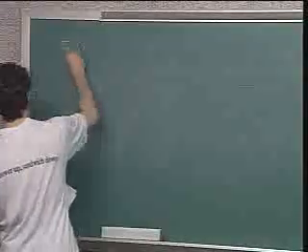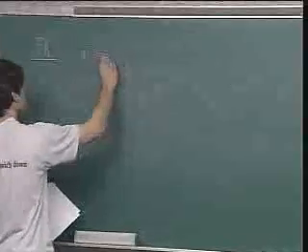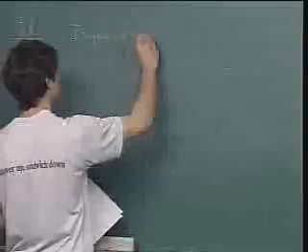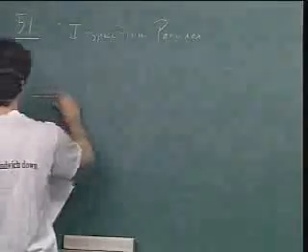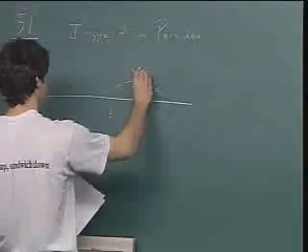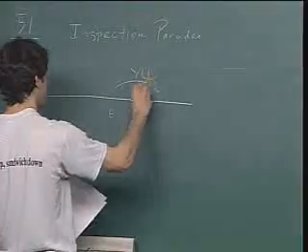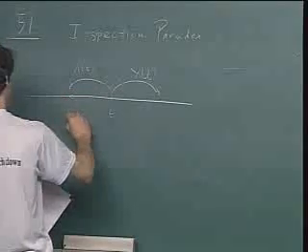And now finally, let's talk a little bit about the inspection paradox. Okay, so the inspection paradox has to do with the age and excess of a renewal process.